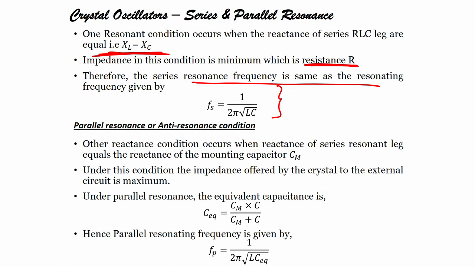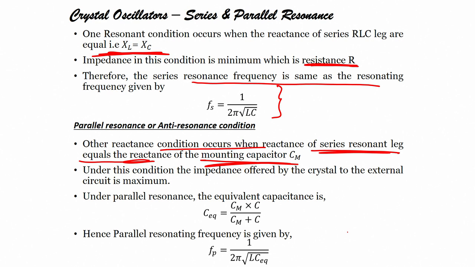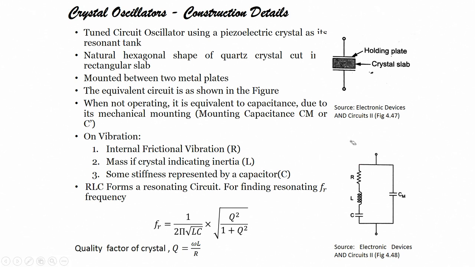Now, what if a parallel resonance or anti-resonance condition occurs? What does that mean? That is the other reactance condition, which occurs when the reactance of the series resonant leg equals the reactance of the mounting capacitor Cm. There is a mounting capacitor Cm here. When resonance starts, XL will be equal to XC. But what if the reactance condition occurs when the reactance of the series resonant leg equals the reactance of the mounting capacitor? That means the reactance of the mounting capacitor is equal to the reactance obtained by the series resonant leg.